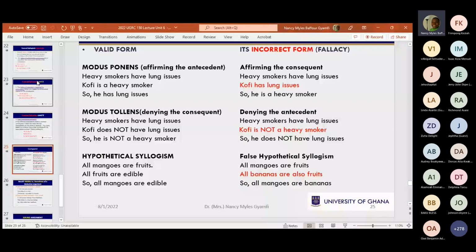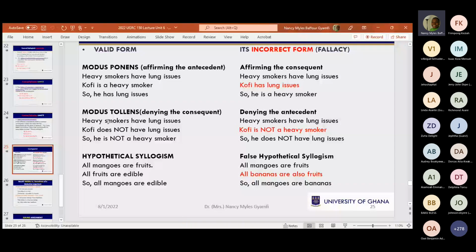So suppose I said all women are cheats, and all cheats will be cheated. Then the conclusion will be what? Chorus answer. Women will be cheated. Very good. By which pattern did you arrive at this? Hypothetical syllogism. Very good.